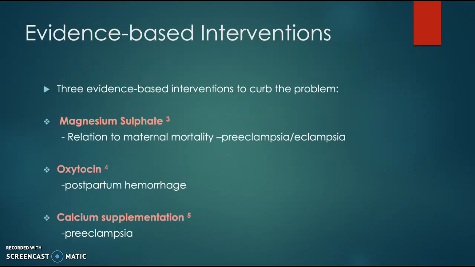Now, evidence-based interventions. The evidence-based interventions that I have in this presentation are basically medication that can be given to women at risk of preeclampsia, eclampsia, and postpartum hemorrhage, to help prevent death. They should be monitored prior to birth, during pregnancy, and after birth to make sure that they remain healthy. And these are just supplements or medication that has been proven to reduce maternal mortality rate.